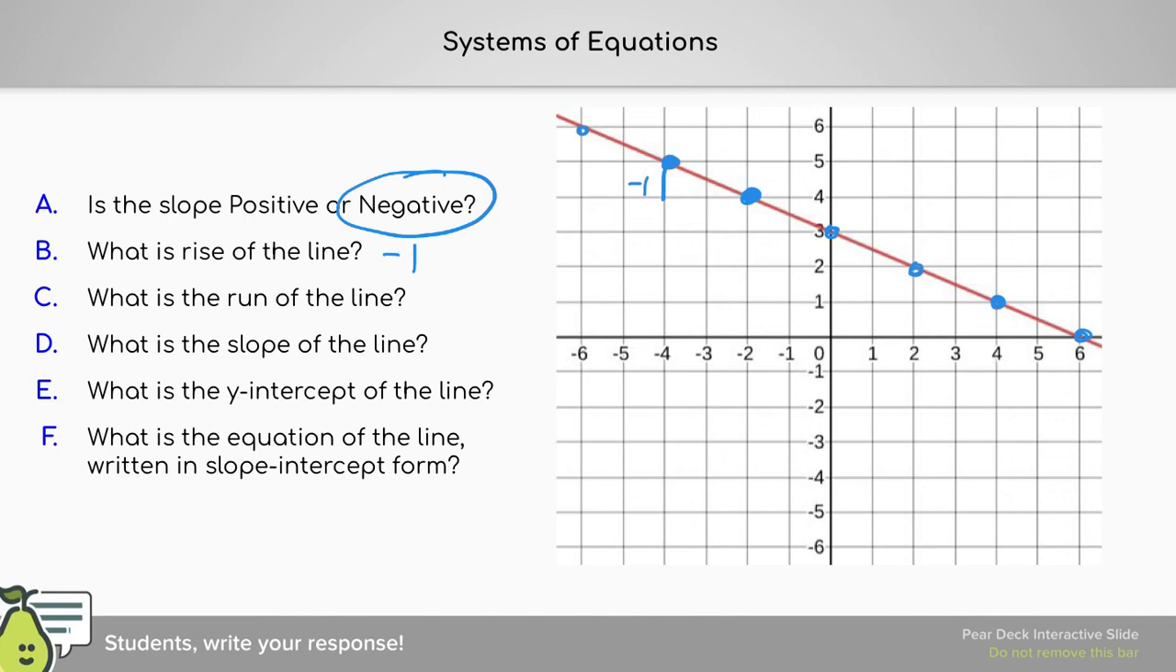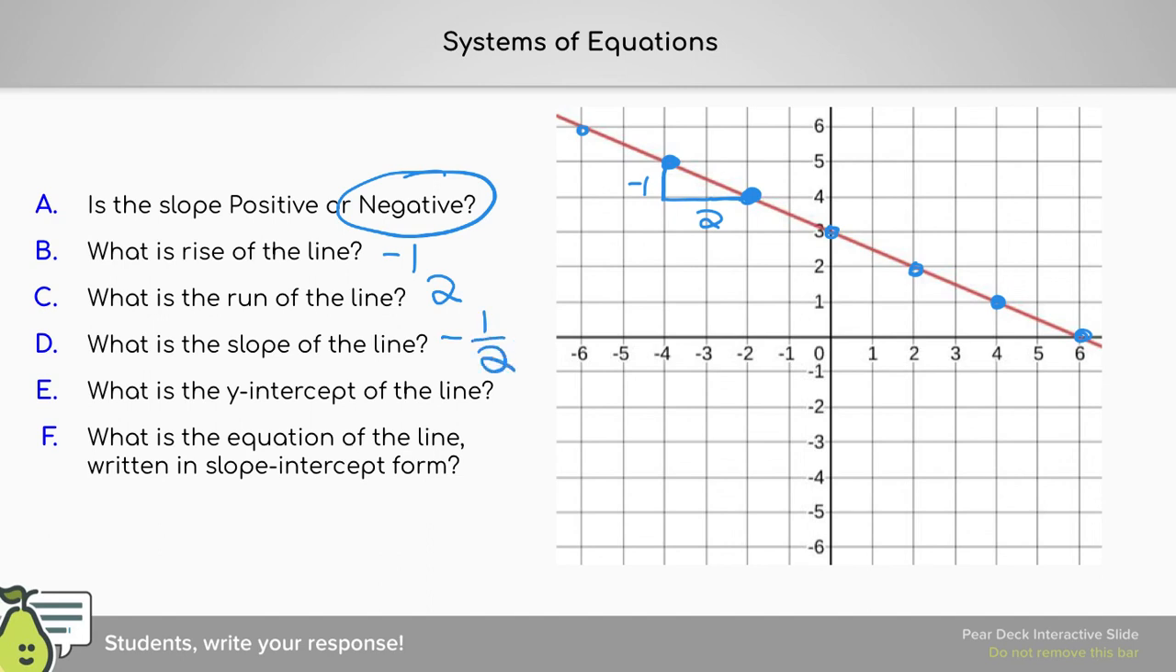How much are we going to run? 1, 2. Well, since we went to the right, it's going to be a +2. But this is okay because we just want to have one negative and one positive number. Again, we want one negative, one positive when our slope is negative. So for letter D, the slope of the line would be -1/2.